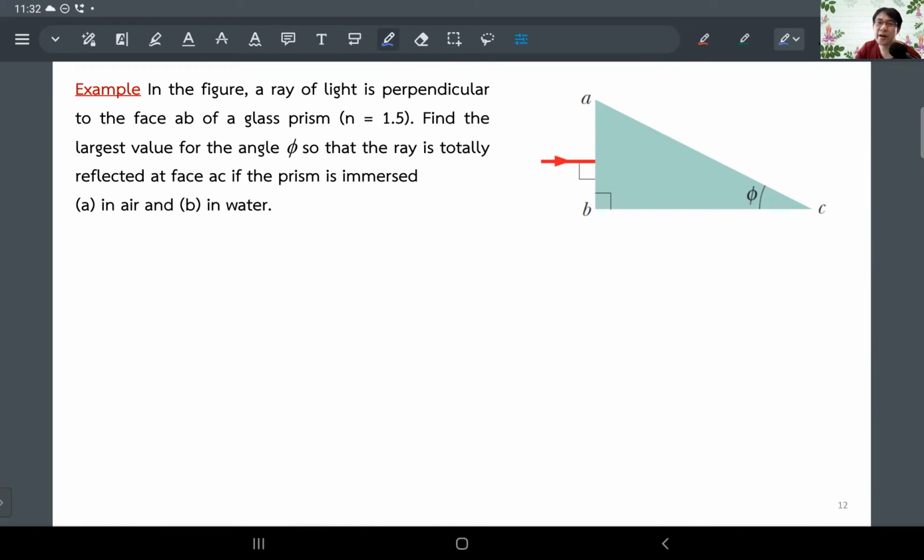Okay, this is the kind of question that will show up in the exam, right? Just want to test that you know how to set things up, how to apply Snell's law at a point, and then you know how to calculate the outcome.